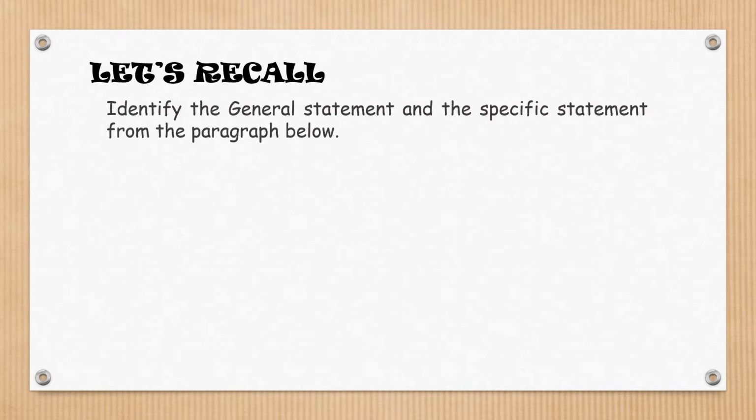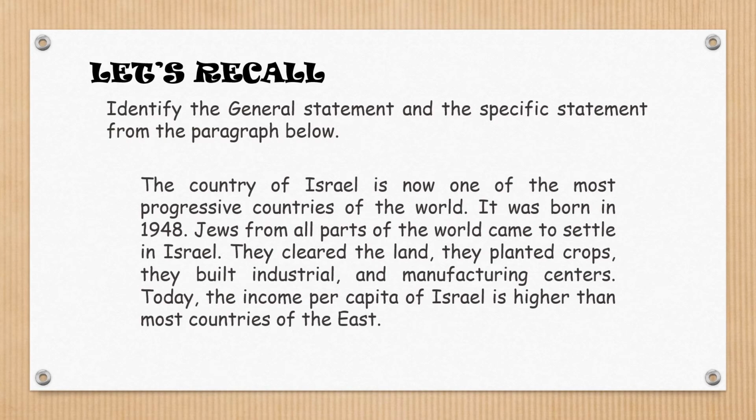Before we start with our lesson, let's have a brief review of our topic last week. So we're going to have a "Let's Recall." You're going to identify the general statement and the specific statement from the paragraph below. Let's all read. The country of Israel is now one of the most progressive countries of the world. It was born in 1948. Jews from all parts of the world came to settle in Israel. They cleared the land, they planted crops, they built industrial and manufacturing centers. Today, the income per capita of Israel is higher than most countries of the East.